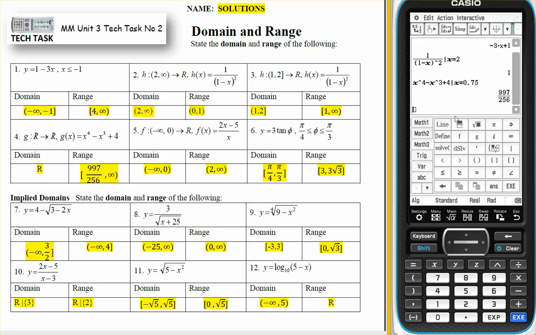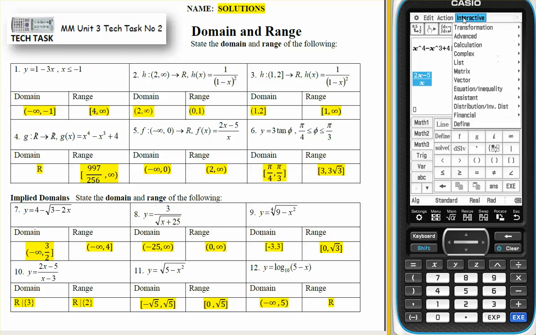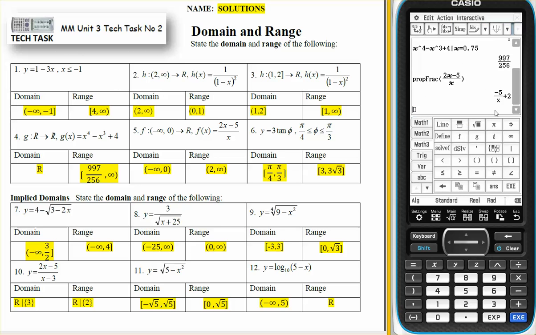Example number 5. So keyboard, put in a fraction. I've got 2x minus 5 divided by x. If I wanted to, I can go Interactive, Transform, Fraction to Proper Fraction. Notice it's turned it into the form of a hyperbola for me. So that I would expect, because I've got an x on the bottom, x can't equal 0, and I would have an asymptote at y equals 2.